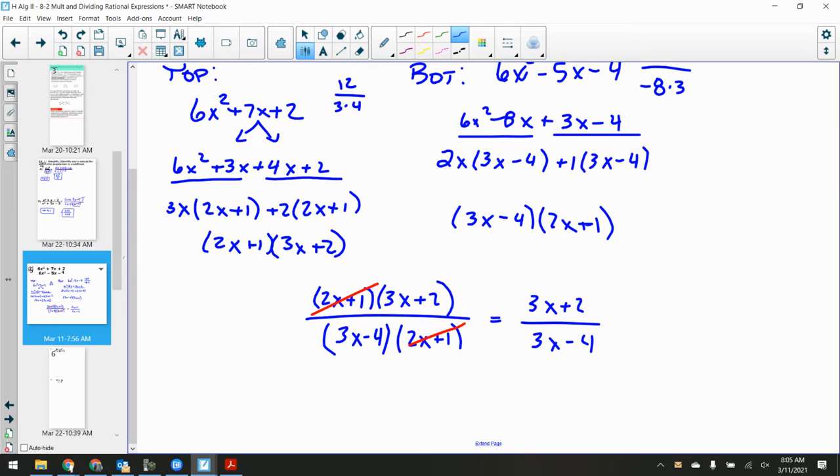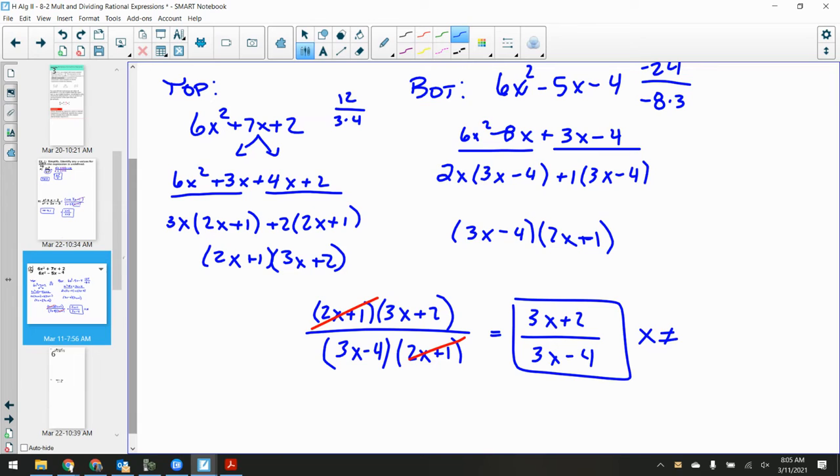Can I factor the numerator and denominator anymore? Nope. So there's nothing else that will cancel out. All right, so now that's my answer. And now I have to say what x is not equal to. Now, remember, where do you look to see what x cannot equal?